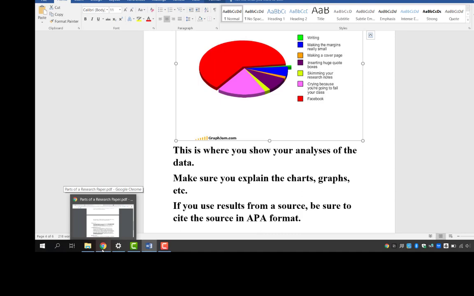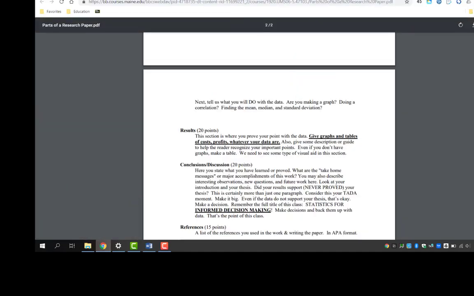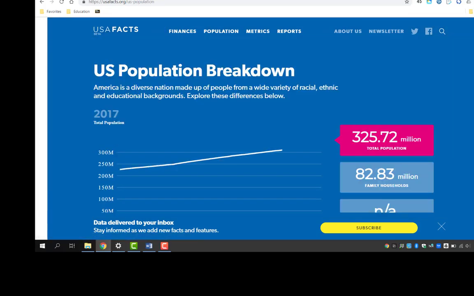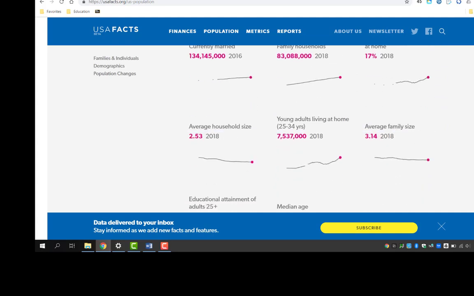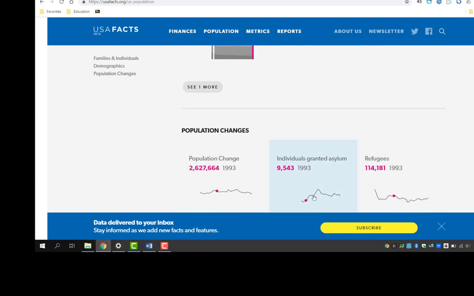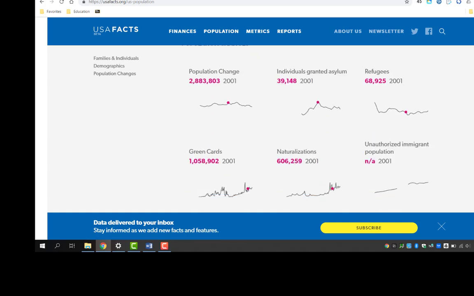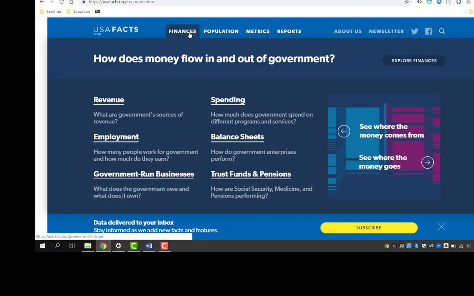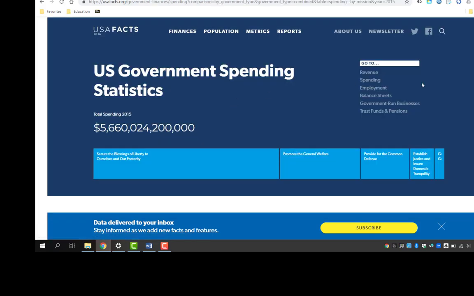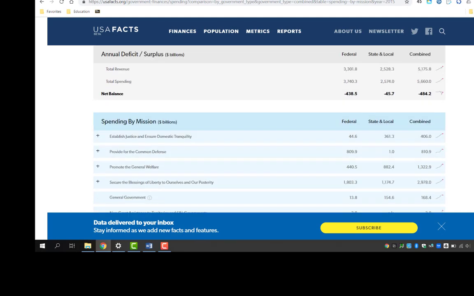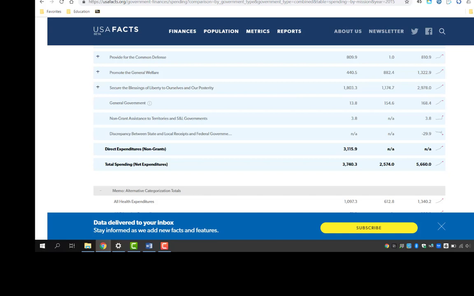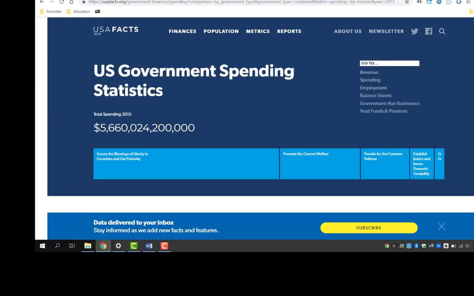You can't just copy and paste and say you did it on your own. So if, say, you found a nice little graph on this particular page, let me try and find something here. Spending. That sounds interesting. Any graphs on spending here? Actually, there's a chart. That would be something that you could copy, but you have to cite the source. However, it would be more interesting if you created your own chart and graph for the paper.